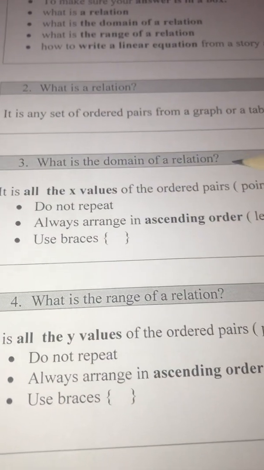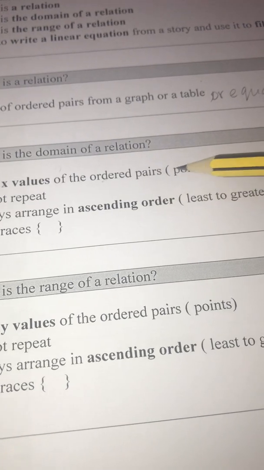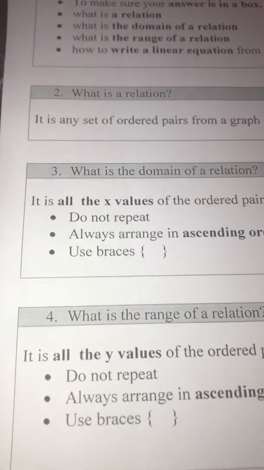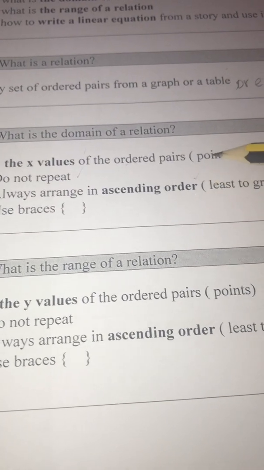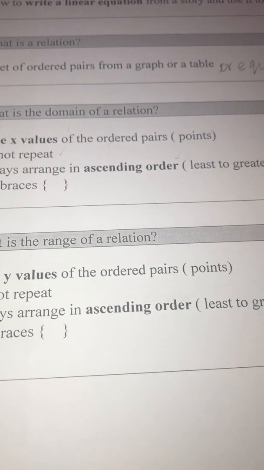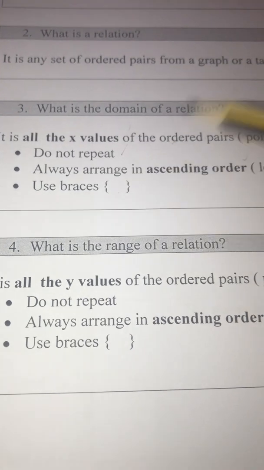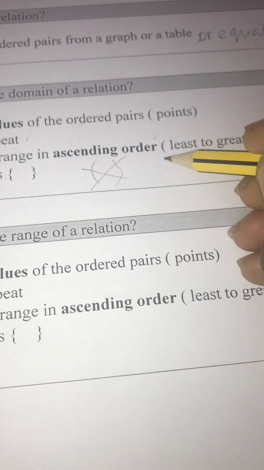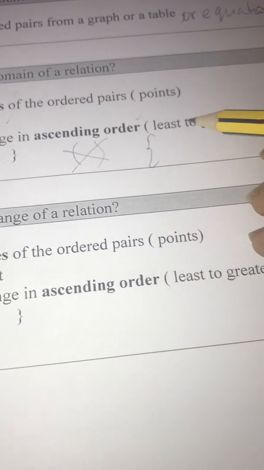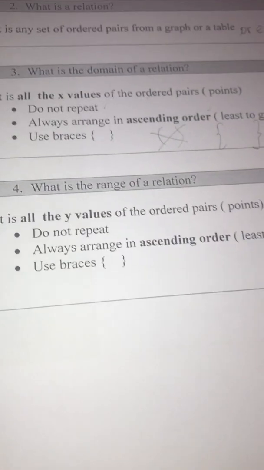Okay, what is the domain of a relation? It is all the x values of the ordered pairs. You cannot repeat when you're writing the domain. You must always arrange them in ascending order. That means least to greatest. And when you write the domain, you must use braces. Not brackets. Do not use this. Wrong. Braces, the one that looks like this. You have to draw like that. So draw like this, V, and then that. Braces, okay? That's what you need to do.